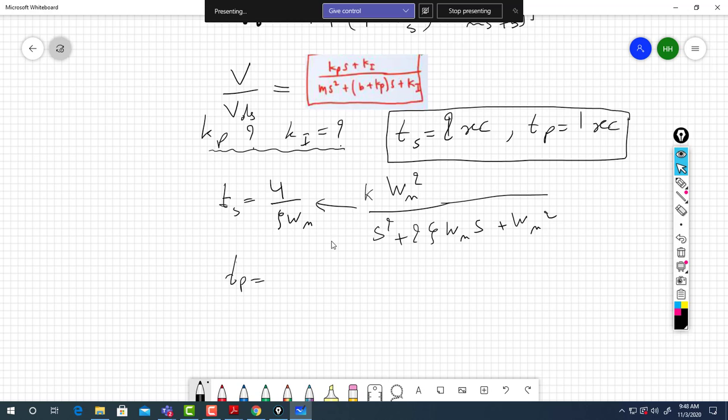And peak time equal pi over omega d is also valid only for a canonical second order system. From these two I can find omega d, and I know omega d equals omega n times the square root of 1 minus zeta squared. So I have omega d, and here I have a relation between zeta and omega n, and here a relation between zeta and omega n. So two equations with two unknowns. I can find zeta and omega n.